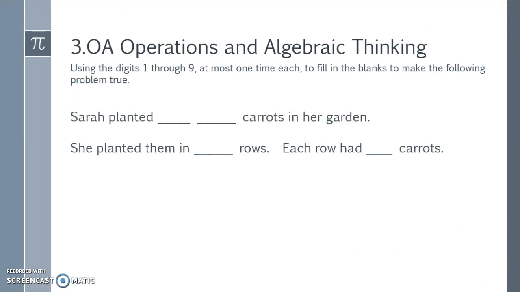Using the digits 1 through 9, at most 1 time each, so you can only use the numbers 1 through 9 once, try to fill in the blanks to make the following problem true. Sarah planted blank blank carrots in her garden. She planted them in blank rows, and each row had blank carrots. Take a moment, pause the video, see if you can't come up with something that might work.